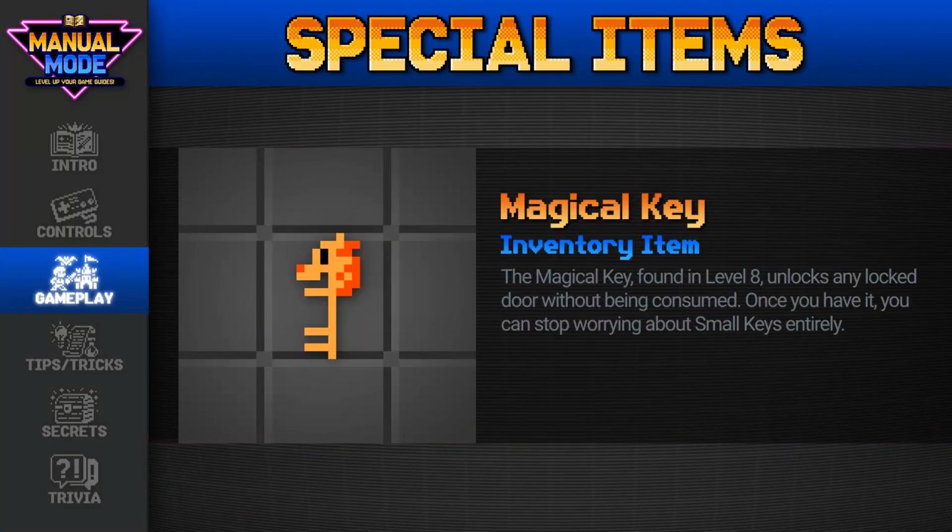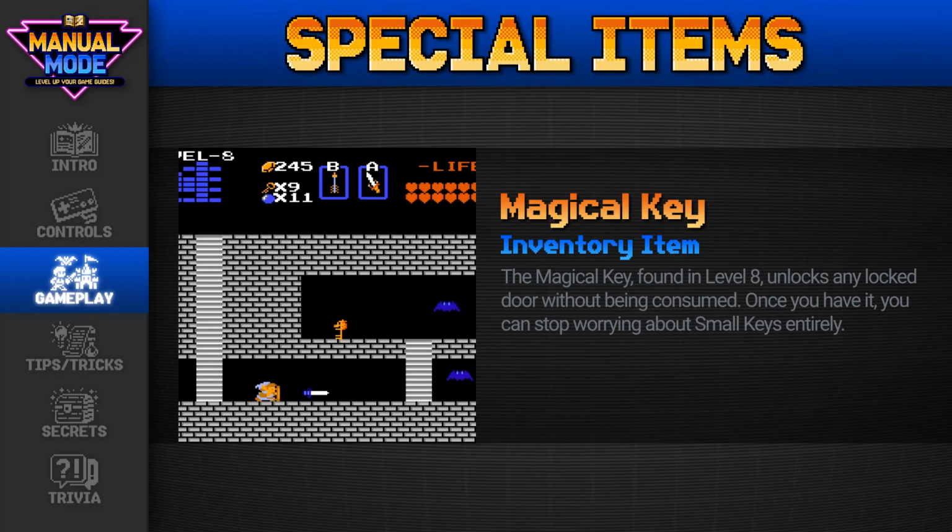The magical key, found in level 8, unlocks any locked door without being consumed. Once you have it, you can stop worrying about small keys entirely.